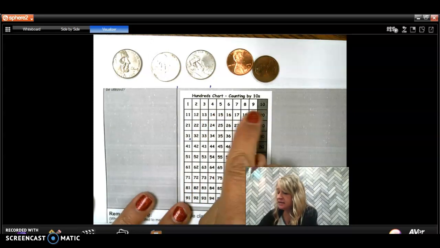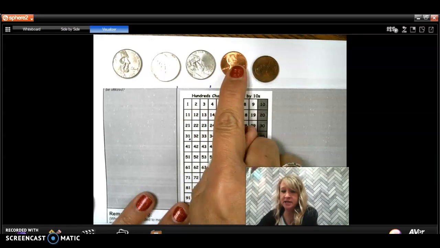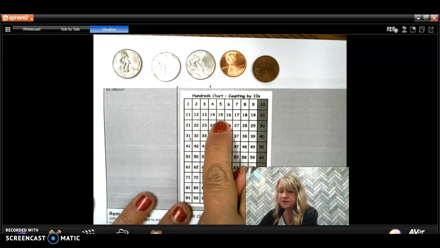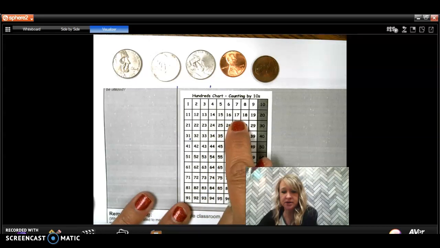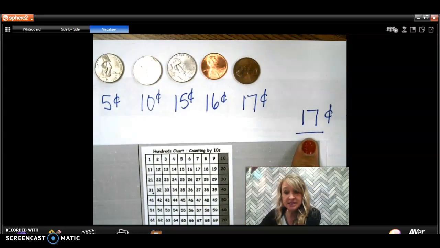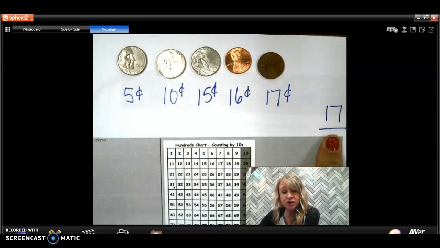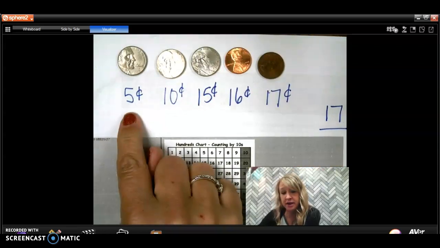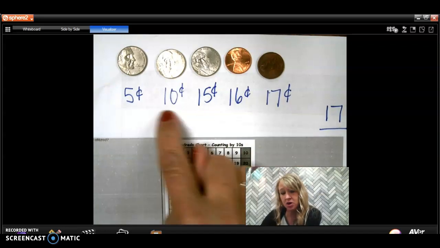5, 10, 15. Now we only move 1 space for each penny. So 15, move 1 space, we land on 16. Move 1 more space, we land on 17. Very good counting. And how much money do we have? 17 cents. Very good. So this is how you're going to do your assignment today. You'll write the amount under the coins, just like we've been doing by counting on.